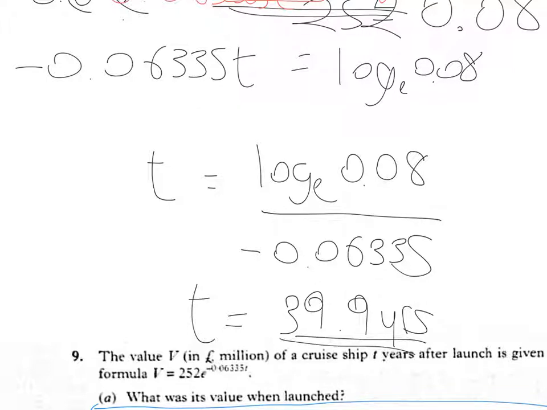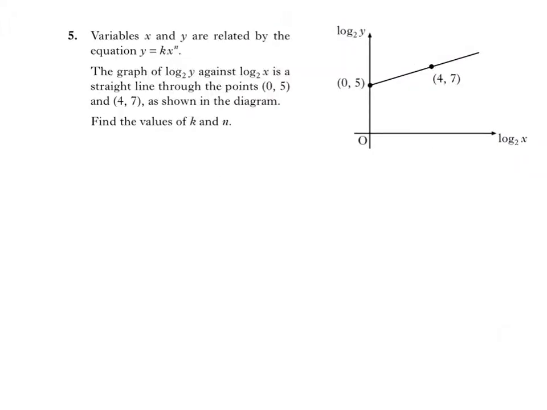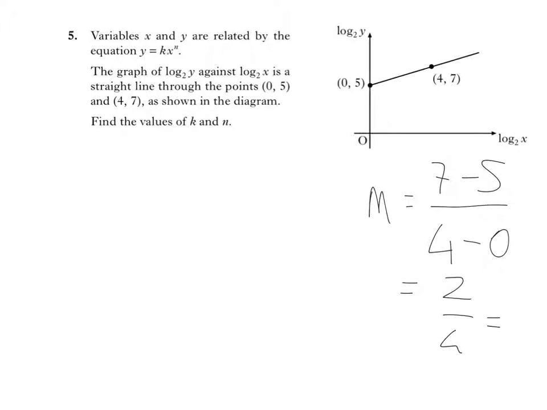That's the final answer. Section 5, question 15. Variables x and y are related by the equation y equals kx to the n. The graph of log to the base 2 of y against log to the base 2 of x is a straight line through the point 0, 5 and 4, 7. Find the values of k and n. The first thing I'm going to do is get an easy mark by picking up the gradient. So y2 minus y1 over x2 minus x1. That's 7 take away 5 over 4 take away 0. That's 2 over 4, and that's 1/2.